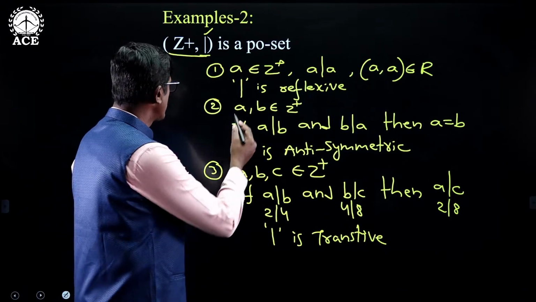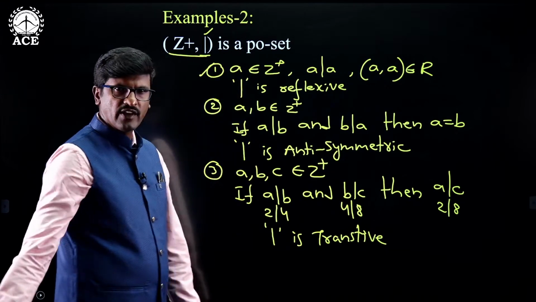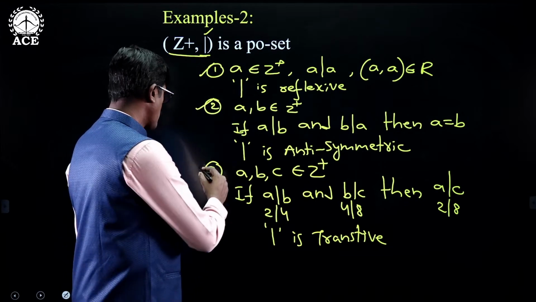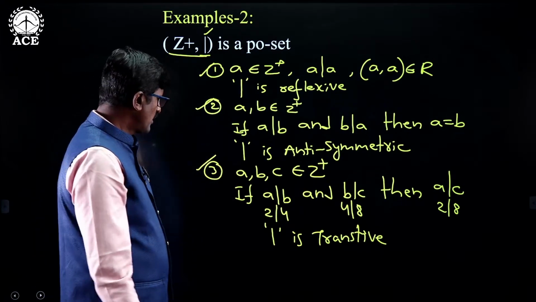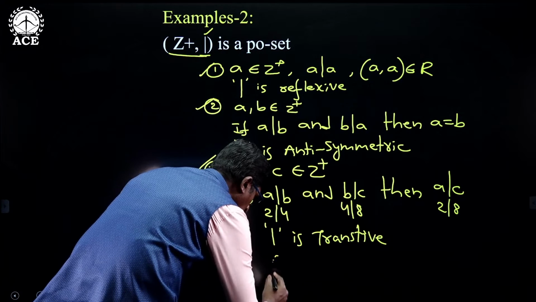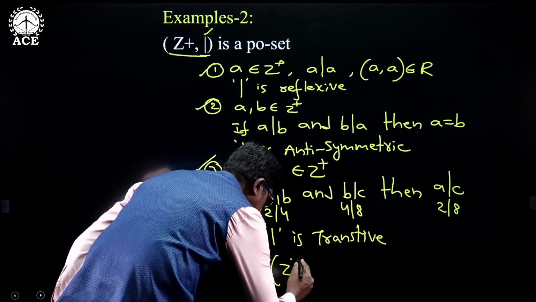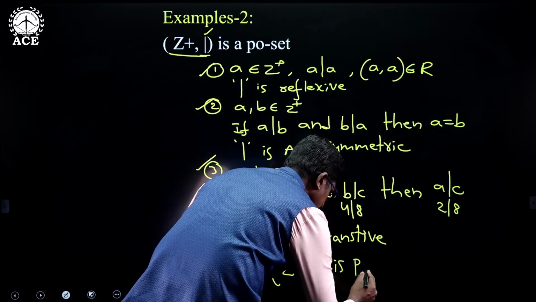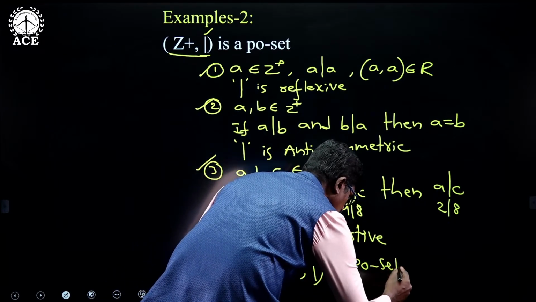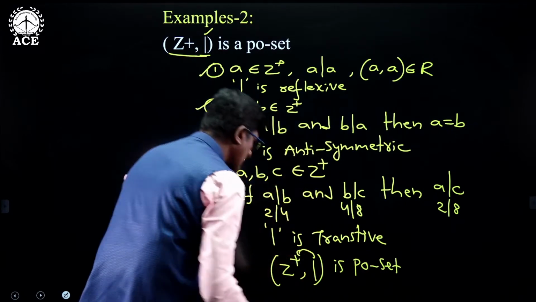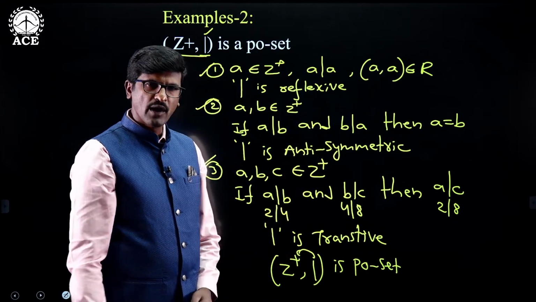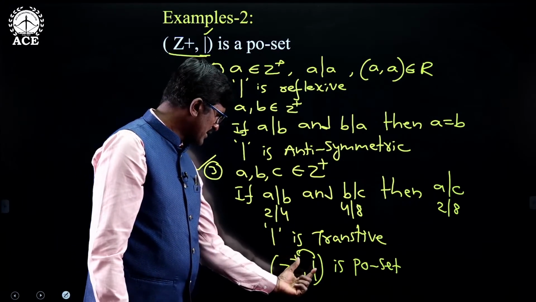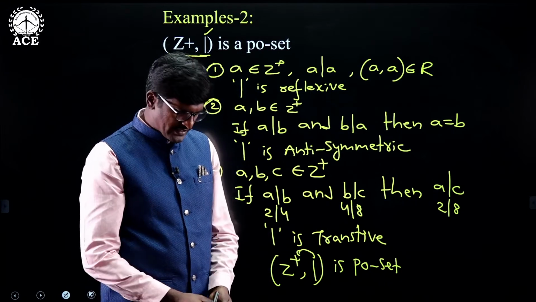Therefore, the relation divisibility satisfies the reflexive property, antisymmetric property, and transitive property. Therefore, divisibility is a partial ordering relation, which is nothing but (Z plus, divisibility) is a poset. So this divisibility relation is a partial ordering relation on the set of all positive integers. Therefore, (Z plus, divisibility) is a poset. This is about the poset.